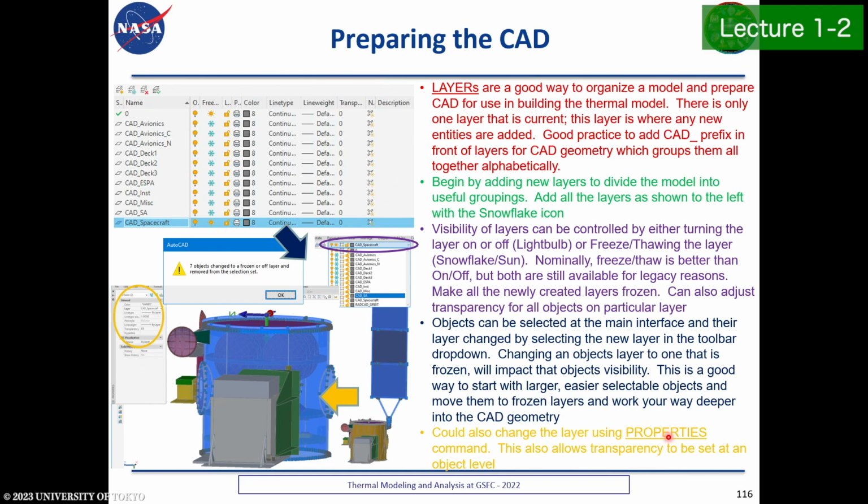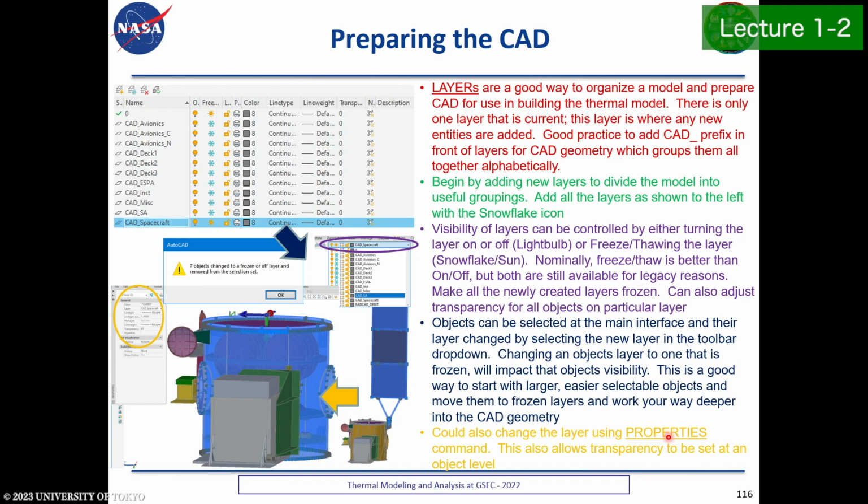Once you've done that, then you can separate them onto different layers and control the visibility by freezing or thawing the layers. And so I'll have one layer for each of the decks, one for the main avionics, the middle avionics, the bottom avionics, miscellaneous stuff, solar arrays, spacecraft, so on and so forth. So this is a good way.